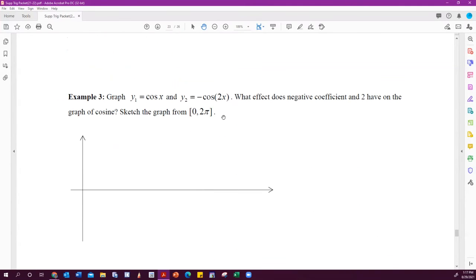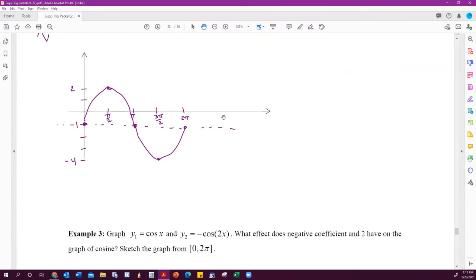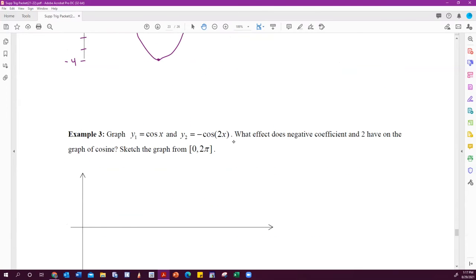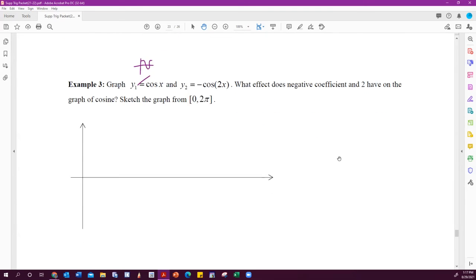Now let's draw cosine -2x, right? Actually, I'm not drawing the parent function. I'm doing that off to the side. I think that's okay. So cosine -2x, what's the cosine -2x going to do? Well, the negative is a flip over the x-axis. And remember, the 2 is a horizontal compression.